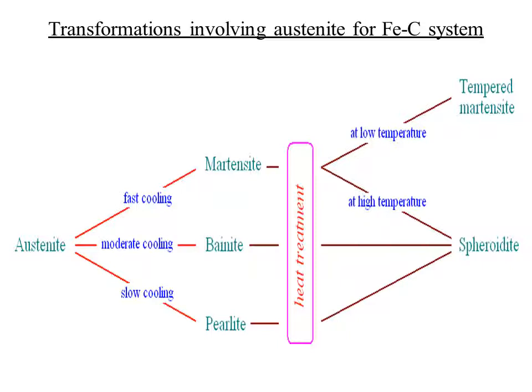Austenite, when you are fast cooling, becomes martensite. When you are moderately cooling it, it becomes bainite. When you are slow cooling it, it becomes pearlite. Okay. When you are heat treating these three, martensite or bainite or pearlite, at high temperature, it gives spheroidite. At a low temperature, it gives tempered martensite. So it depends on the treatment, that is fast cooling, moderate cooling, slow cooling, or high temperature or low temperature, or the percentage of carbon, as we saw how they differ.